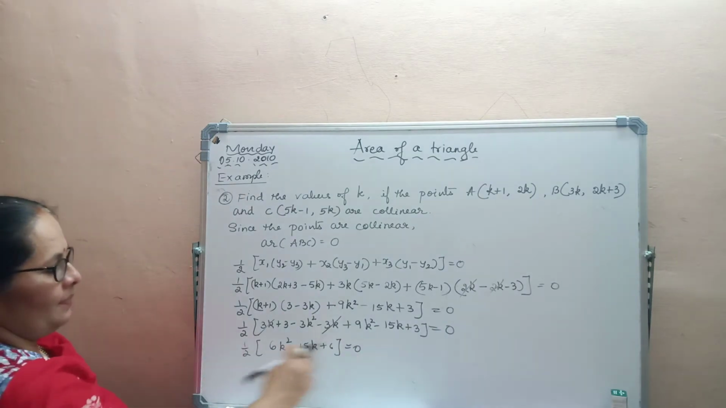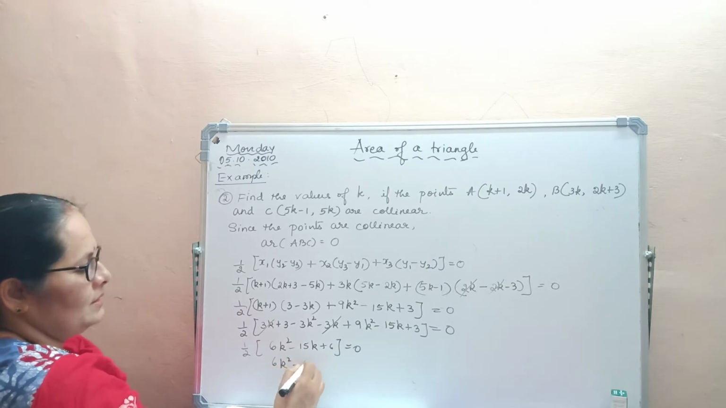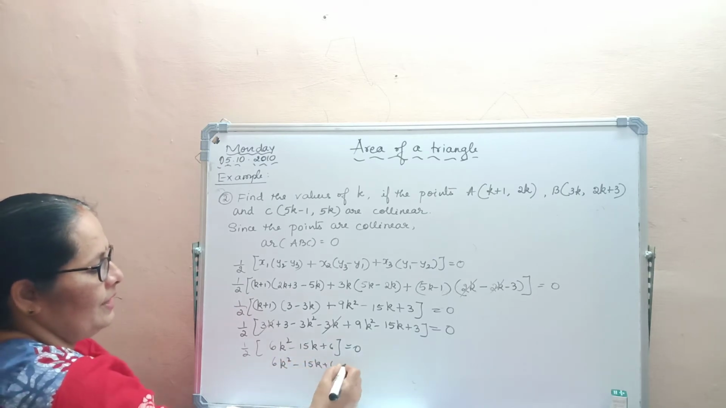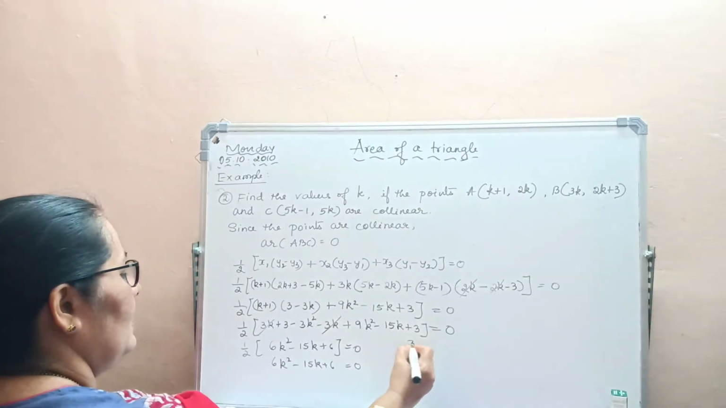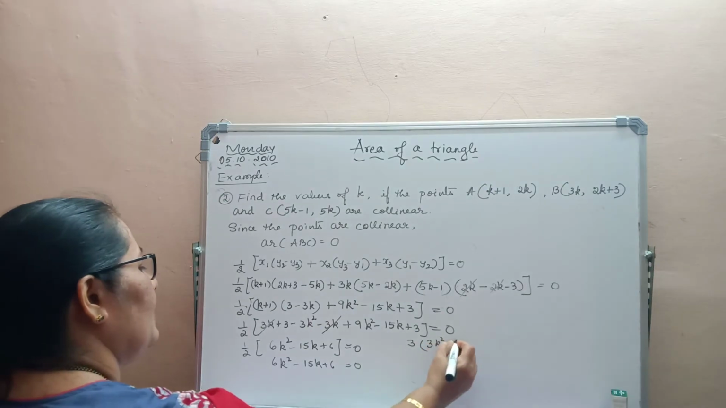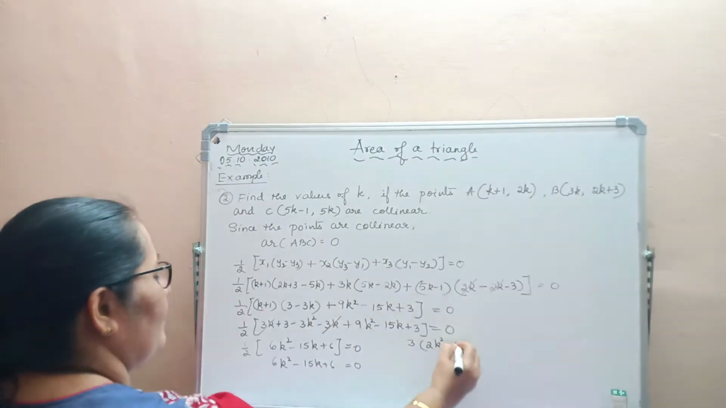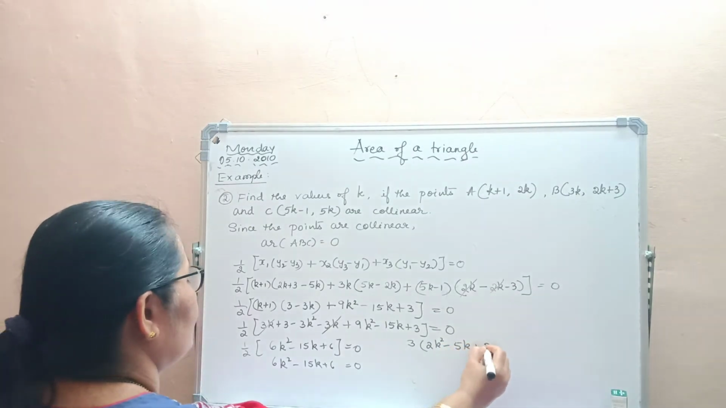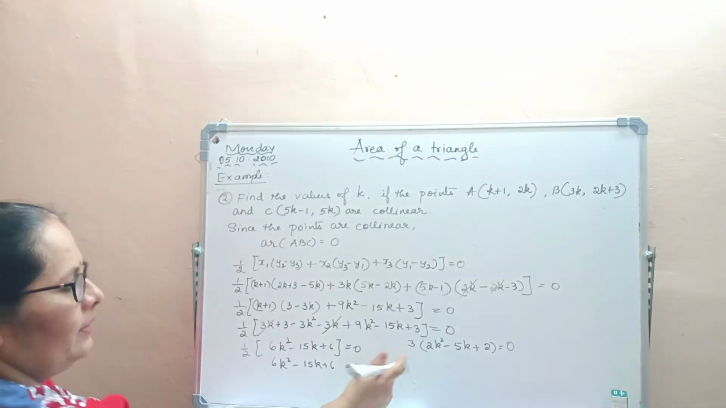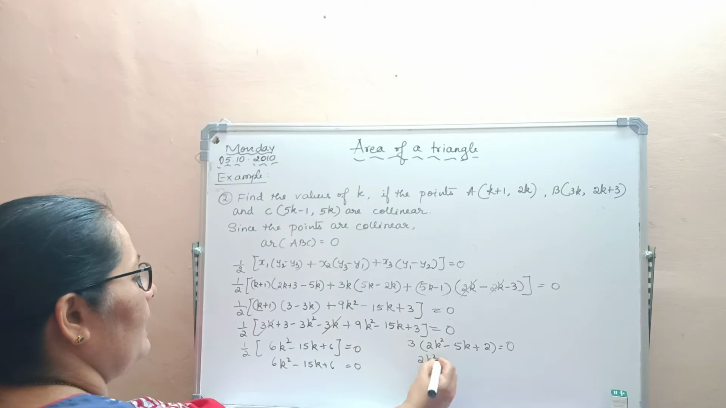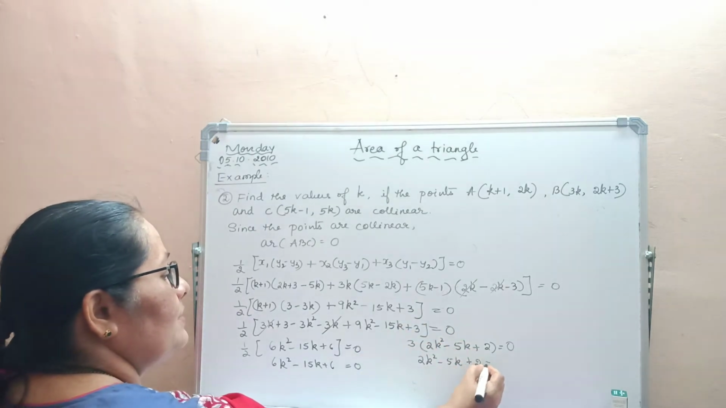Now cross multiply, 2 into 0 is 0. So 6k square minus 15k plus 6 equals 0. Take 3 as common factor. So you will get 3 into (2k square minus 5k plus 2) equals 0. 0 divided by 3 is 0. Then you will get 2k square minus 5k plus 2 equals 0.